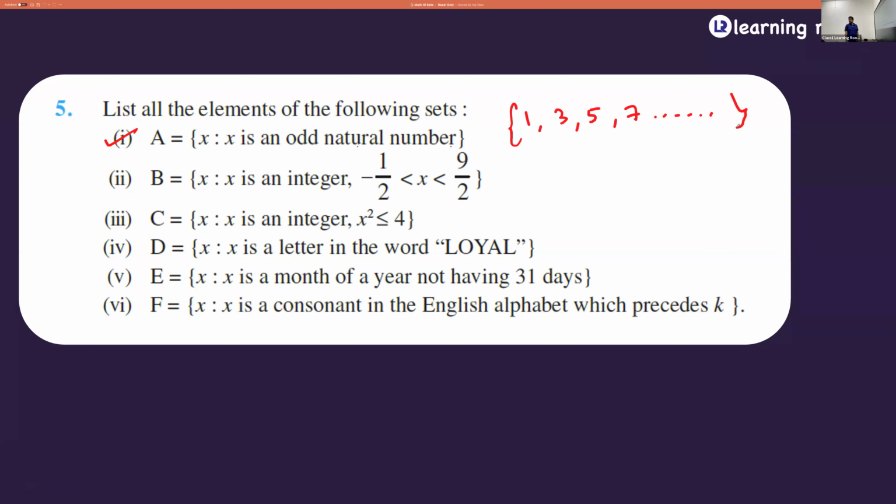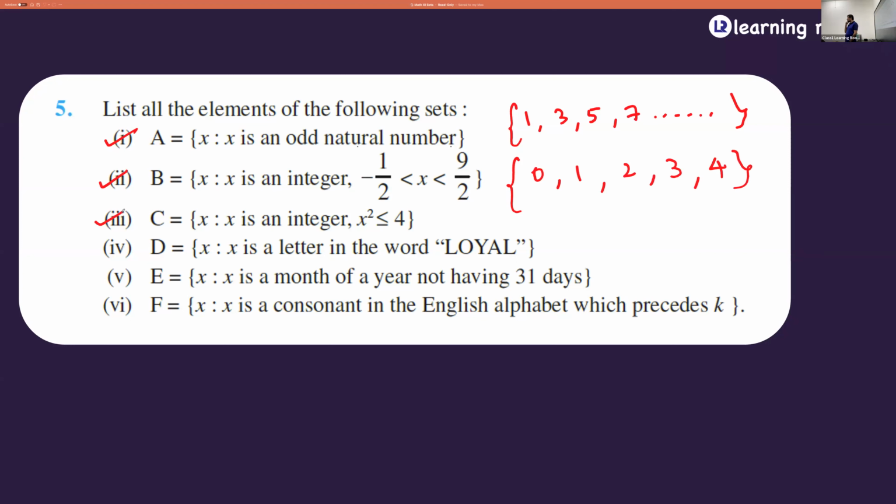B is equal to x such that x is an integer, which is between minus half to 9/2, which are not included. Minus half is minus 0.5. So the first integer you will get is 0, 1, 2, 3, and 4, because this is 4.5. So you'll get a value less than 4.5.